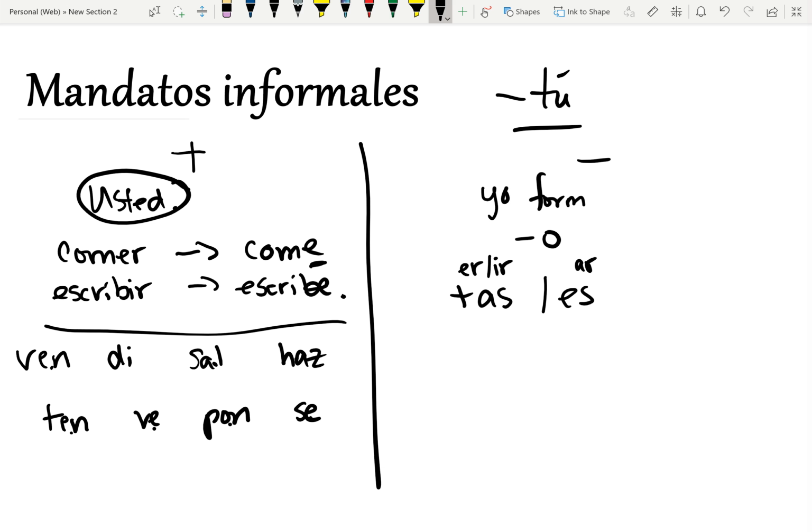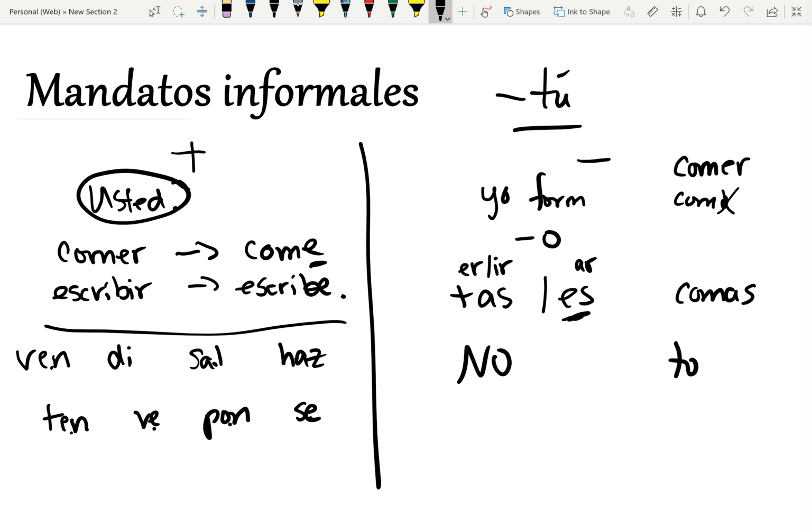That's the opposite of anything. So let's go with comer. Don't eat my food. You're really upset at your roommate. We're going to go with como. We're going to take off the o, and then we're going to add this, because that's the opposite ending. No comas mi comida. Right? Pretty simple. So no comas mi comida.